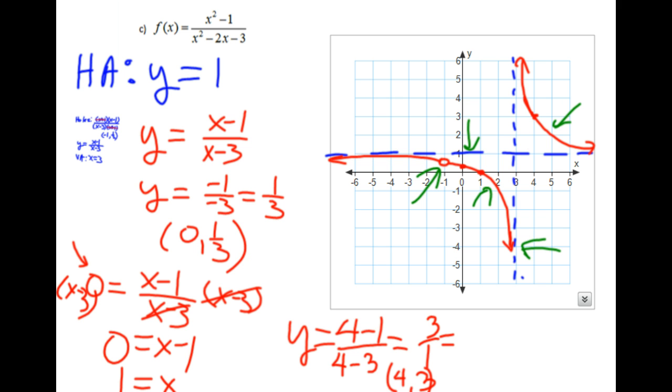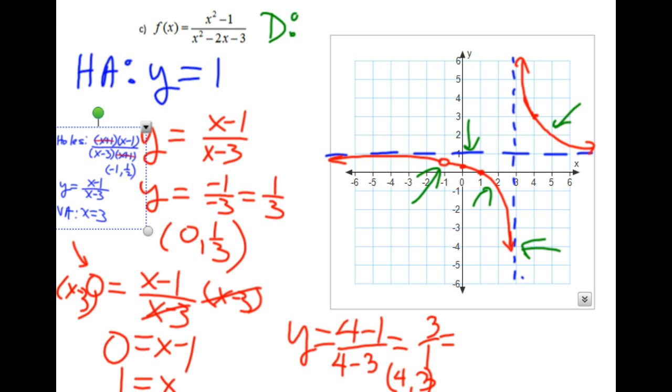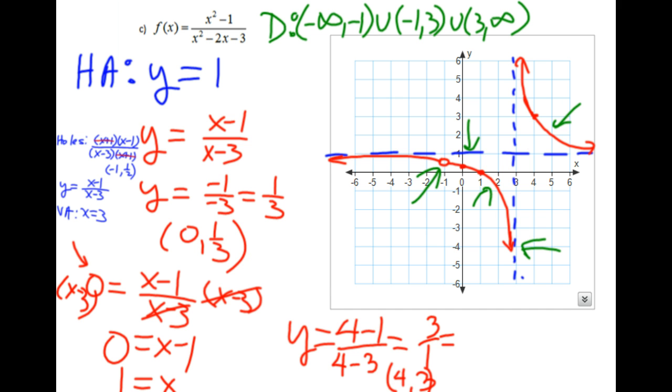Okay? Now, the domain on this one. My domain is anything except the values that made my bottom 0. Don't forget, I had 2 values that made my bottom 0. I had the value that created the hole, negative 1, and the value that made the vertical asymptote, 3. So my domain will be from negative infinity to negative 1, union negative 1 to 3, union 3 to infinity. And that's how you graph that.